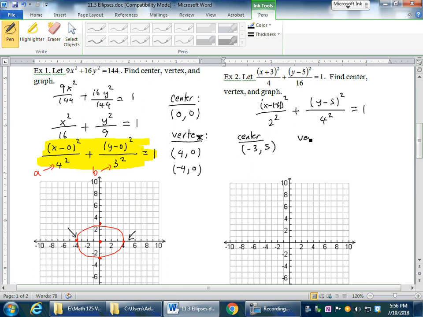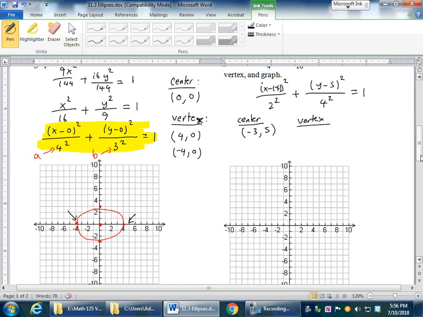And then vertex. Again, vertex will be as usual. We're going to graph it first and then try to find out where the major axis vertex is. So the center, negative 3, 5, is going to be right here, right? Negative 3 and 5, right there. And then you're going to count left and right, up and down from the center to get the ellipse. So my A is 2 and my B is 4. So therefore, 2 units left and right of the center, and then 4 units up and down of the center.